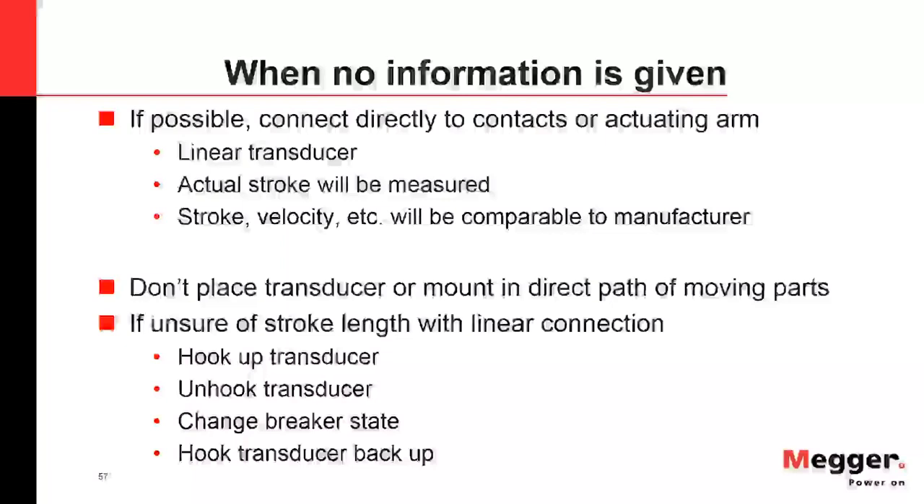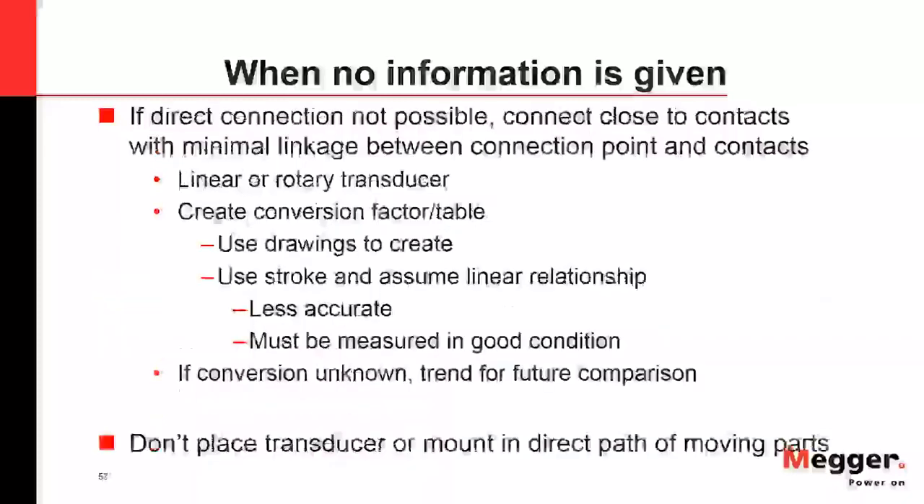If direct connection is not possible, you want to connect as close to the contacts as you can, with minimal linkage between the connection point and the contacts. And here you can use a linear or a rotary transducer, whatever is easiest for you to hook up. And then you need to create a conversion factor or table. You can use drawings to create this. You can use a stroke and assume a linear relationship. That can be less accurate.